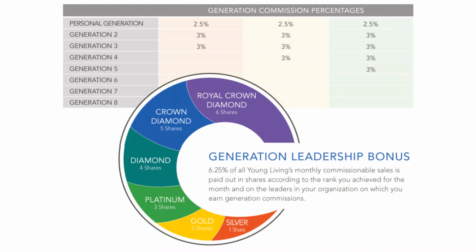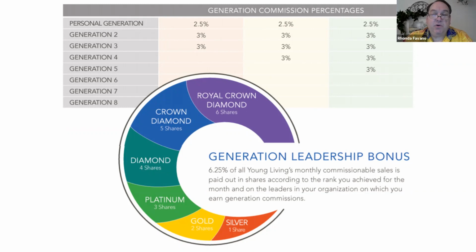Okay. Now, if you're a silver and you have a gold under you, you only receive 1 share for you and 1 share for them. You can't receive more shares than what you're ranked at. And you receive 1 share for every silver under you. I should have said that. So if you have 4 silvers under you and you're silver yourself, you get 5 shares of that bonus at $136. Okay, if you're gold, you get 2 shares and you still get your 1 share for all your silvers.